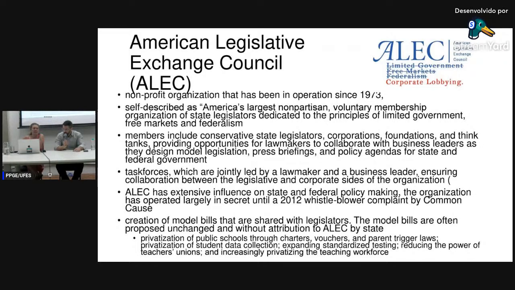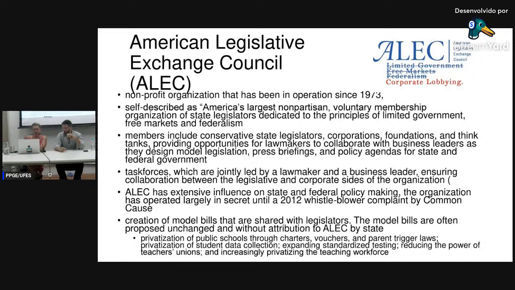And mainly in secret until 2012, when a whistleblower complaint helped to identify who was the organization that was doing this. They worked secretly until 2012, when they were compelled to say who the organization behind these laws was. Okay.